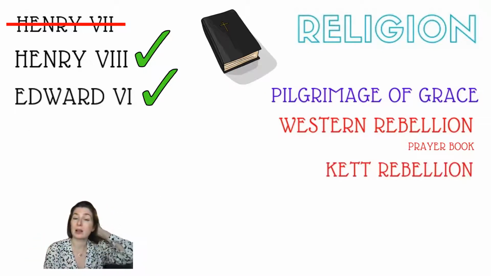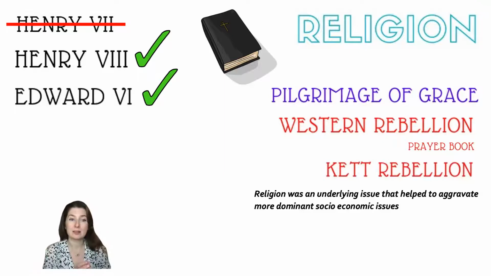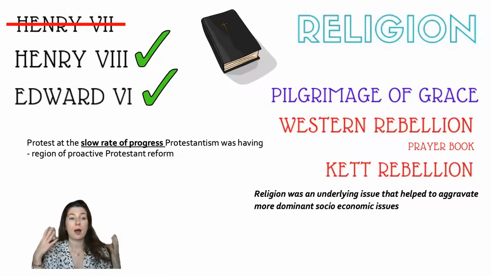Now, the next rebellion under Edward, same year, the Year of Discontent, is the Kent Rebellion. Now, this was less religiously motivated, and I would suggest that religion was an underlying issue that helped to aggravate more dominant socio-economic issues. However, we have to accept religion played a role in this rebellion.